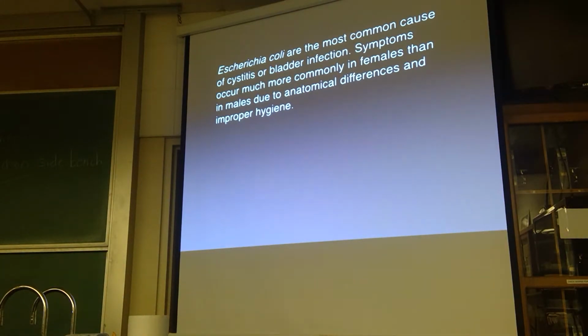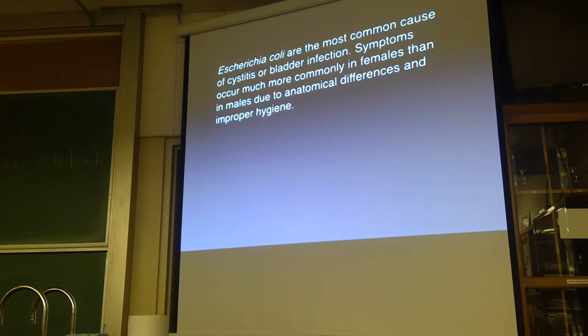Another feature of Escherichia coli is that they're the most common cause of bladder infection, which is also called cystitis, and also infection of the kidney. This is more common in females than males, primarily because the opening to the urethra is a very short distance from the anal opening. E. coli lives in the gut. It's pretty easy to get Escherichia coli at the anal opening, and if you wipe in the wrong direction, you put them right into the urethra.